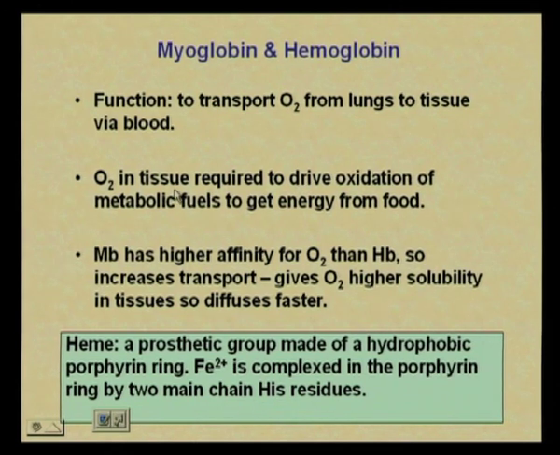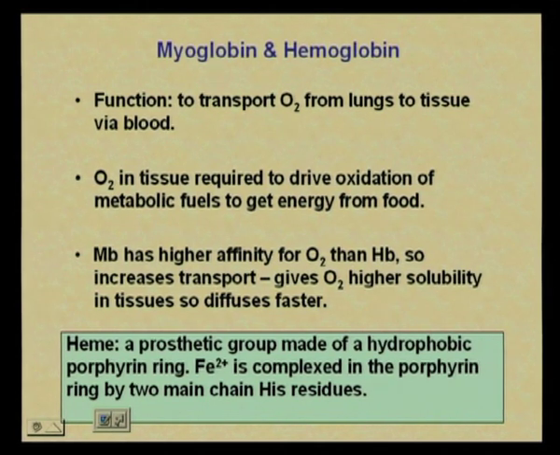The reason we need oxygen in the tissue is for the oxidation of fuels. What are the fuels? The food that we take in. When we study bioenergetics later on, we will see how we actually get energy from food. It is this breakdown of food that provides us with energy, and the oxygen in the tissue is required to drive this oxidation.